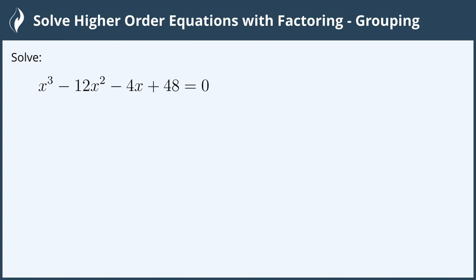Hi everyone! In this video, we will solve higher order equations with factoring by grouping. Solve x to the third minus 12x squared minus 4x plus 48 equals 0.